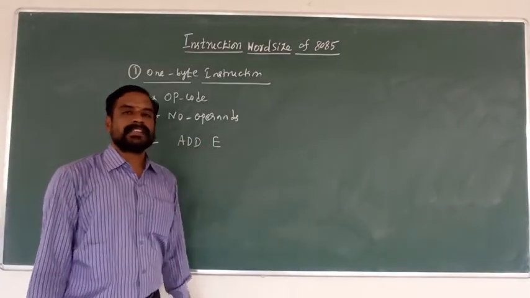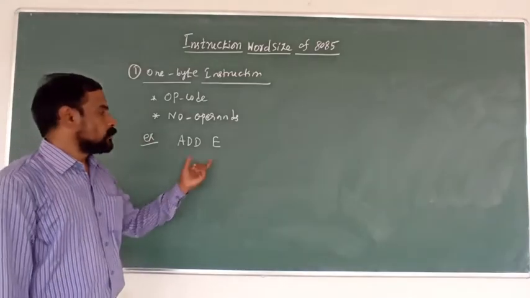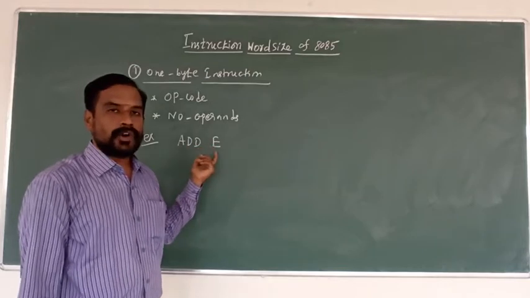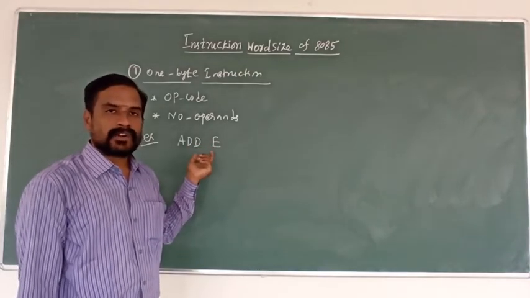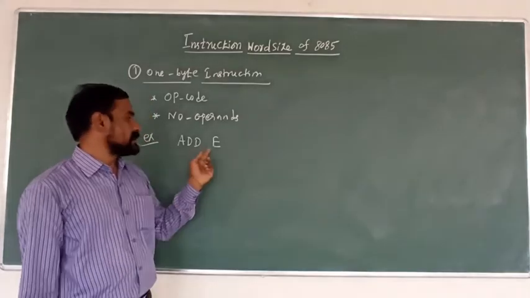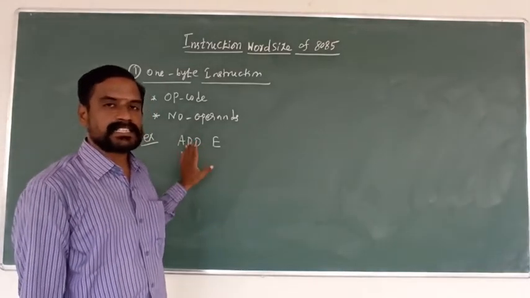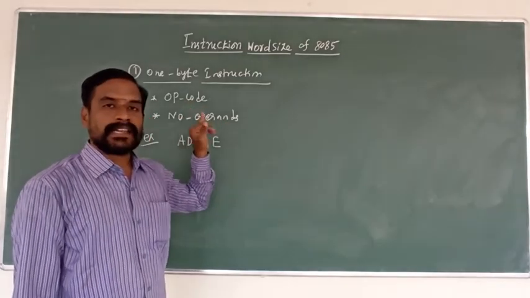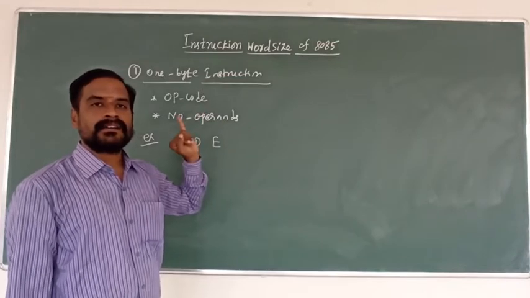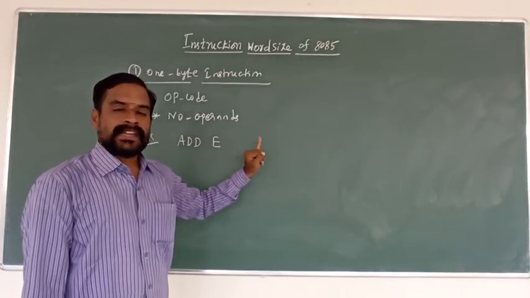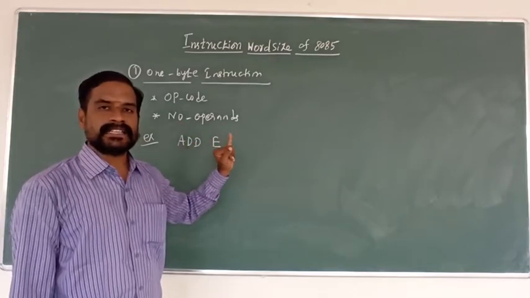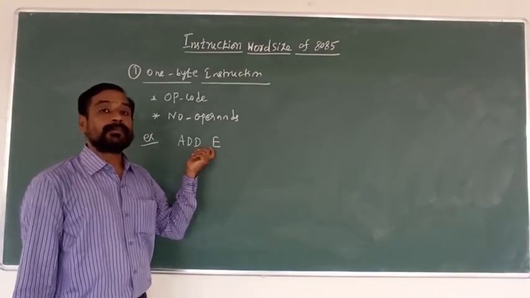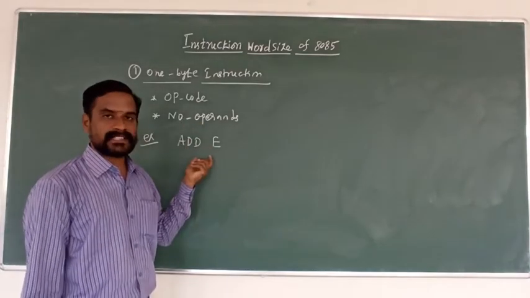ADDE means this is a 1 byte instruction, only for opcode. There will be a fixed code corresponding to the ADDE instruction. It consists of only opcode. There are no operands. Here operands means either 16-bit data, 8-bit data, 16-bit address or 8-bit address. Here it is only opcode, there are no operands.